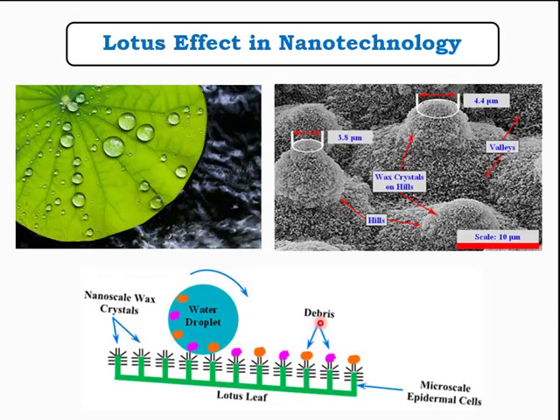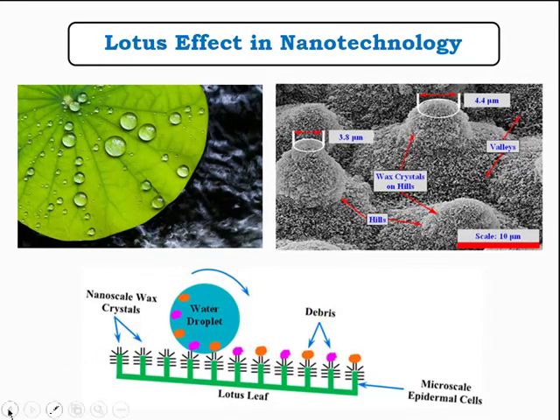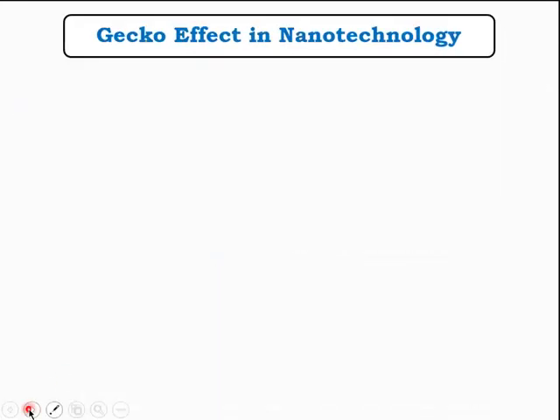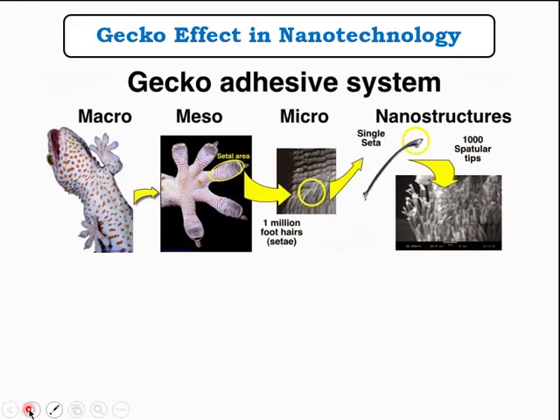Similarly, we have one more example, the gecko effect. What is the gecko effect? A gecko is actually a lizard. The gecko can hold on to any surface at any orientation. It can run on smooth or rough surfaces, even upside down on a glass surface. This is based on nanotechnology. It can attach and detach its toes.